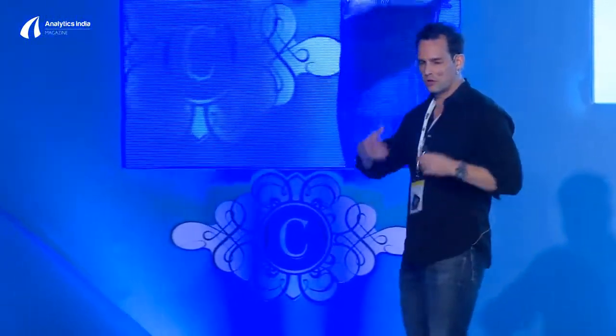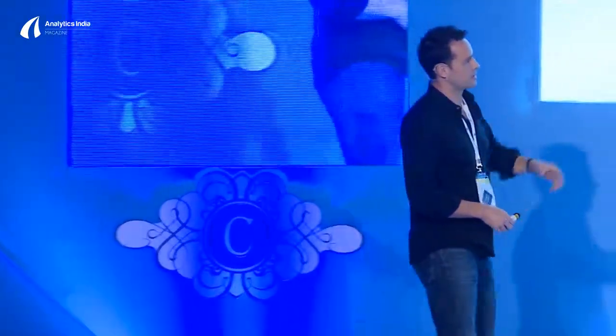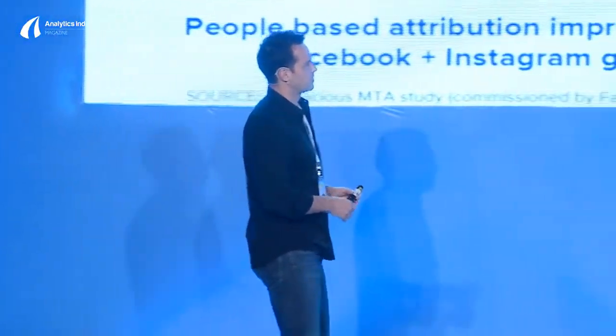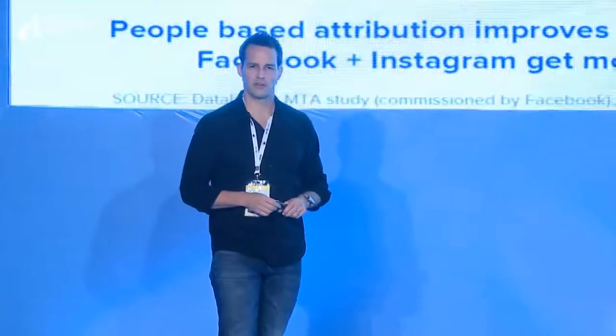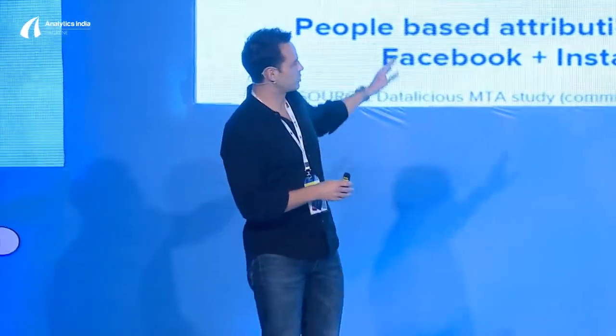Now, once I move on to what we call people-based attribution across devices, in a custom attribution world where I'm giving credit to every single touch point involved, I'm again changing the picture significantly. And suddenly, I have to give, instead of 7%, more like 17% credit to Facebook and Instagram. Again, a huge change.